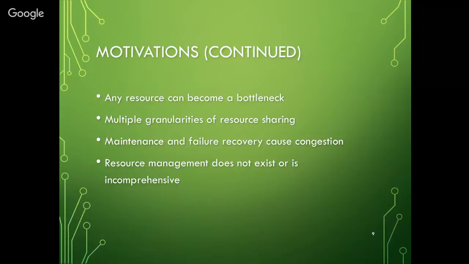Multiple granularities of resource sharing is definitely a big item to look at when it comes to distributed systems. There has to be a balance between fine-grained and coarse-grained granularities. Also, maintenance and failure recovery cause congestion. Let's say background tasks compete for the same resource, and too many background tasks affect performance of the actual foreground tasks.